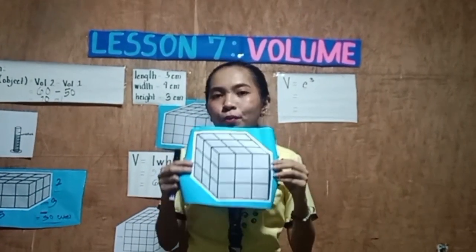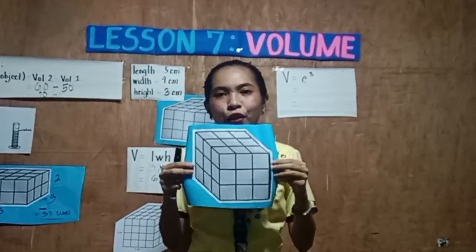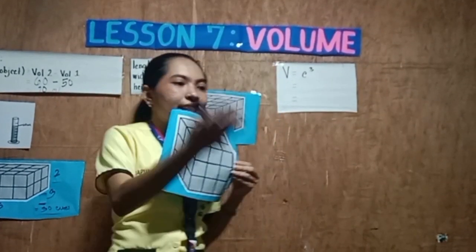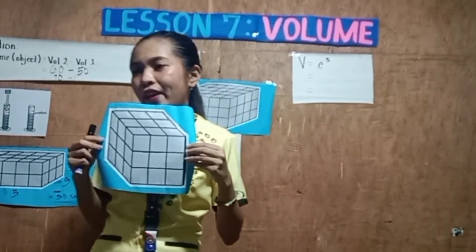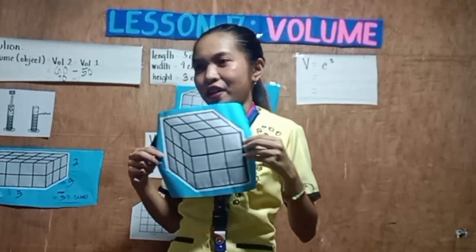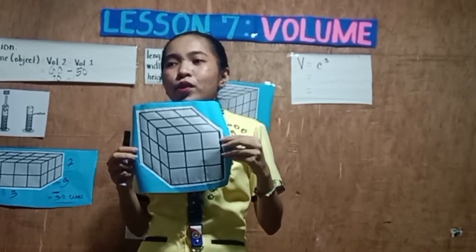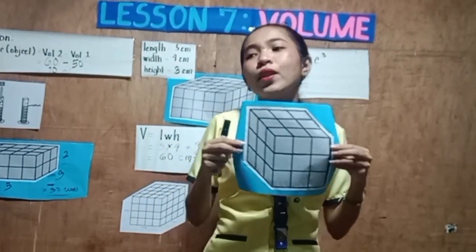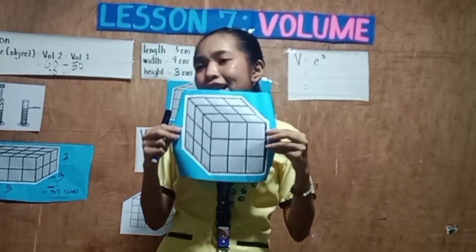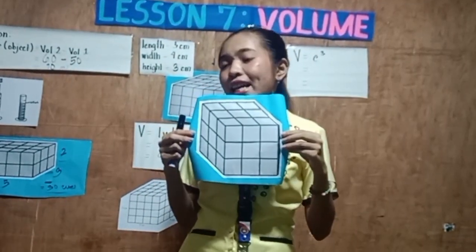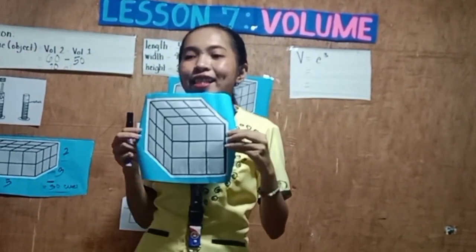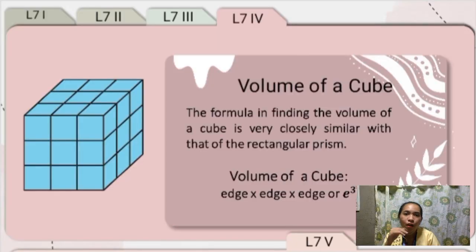Now, how many cubic units are there in this bigger cube? Yes? That's right, there are 27. How did you get 27? Yes, Sarah, you are raising your hand. So very good. So all we have to do is to simply multiply the edge length 3 times by itself. So 3 times 3 times 3 is equal to 27. The volume of a cube.